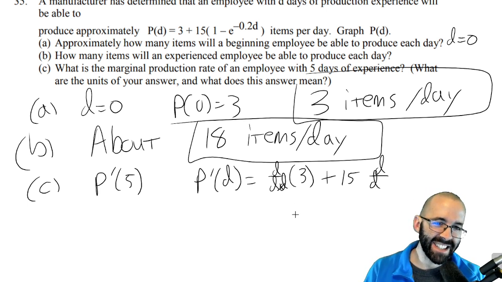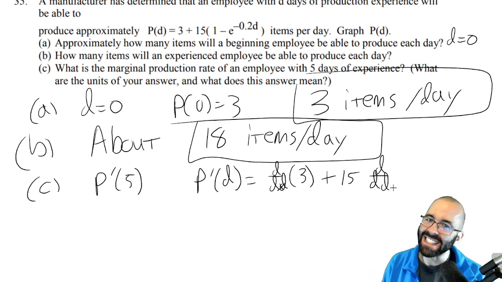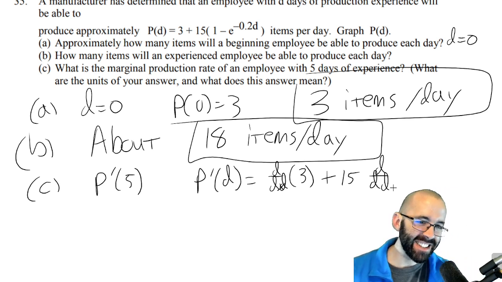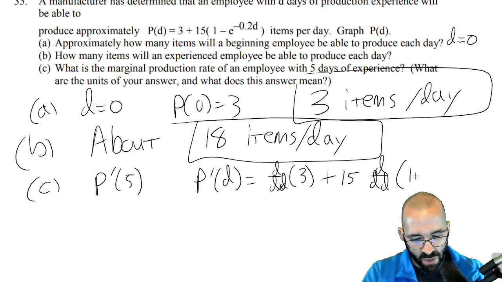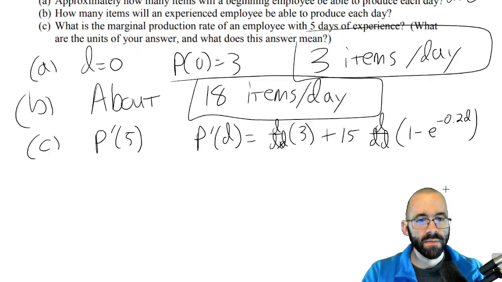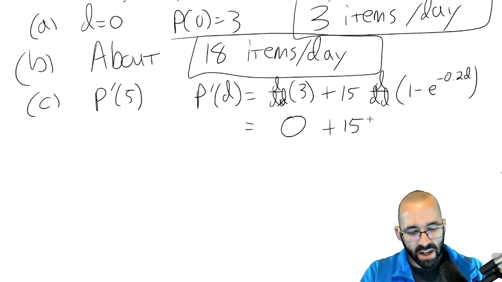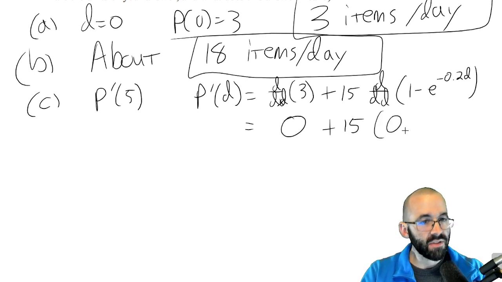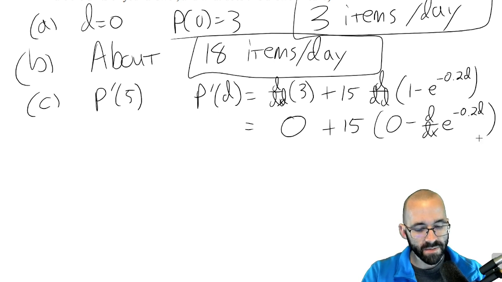I hate it when D is the variable. You get some very silly looking stuff. Yeah, technically it's correct though. The derivative with respect to D of 1 minus e to the negative 0.2d. Derivative of a constant function, 0. This 15 will hang out. And then again, the derivative of this constant function is 0. We really need to just take the derivative of e to the negative 0.2d, like so.